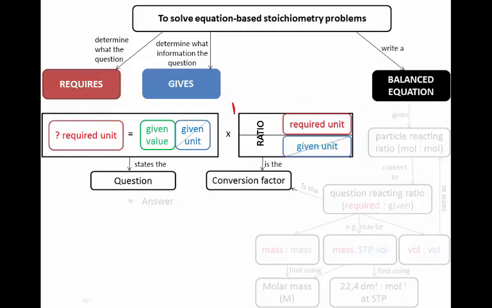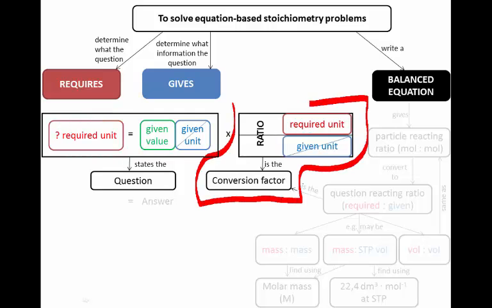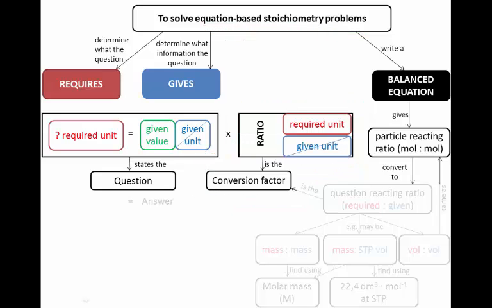So where do we get this ratio, this conversion factor from? And that's really the crucial part of answering equation-based stoichiometry problems. That's the only difficult part, if I could say that. It's not difficult if you know how to do it, of course, but that's the trick. And the answer is we get it from the balanced equation with probably some modification, because that balanced equation gives a particle ratio, a mole-mole ratio. The coefficients in the balanced equation, the big numbers, give the particle ratio, the mole-mole ratio.